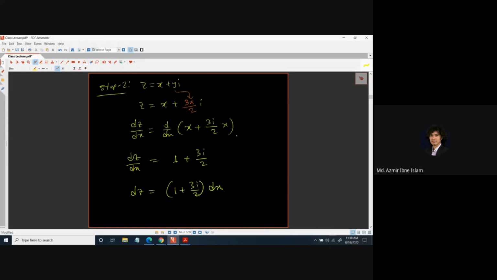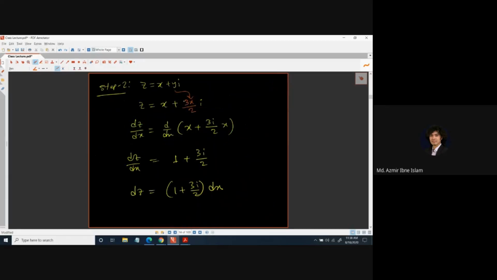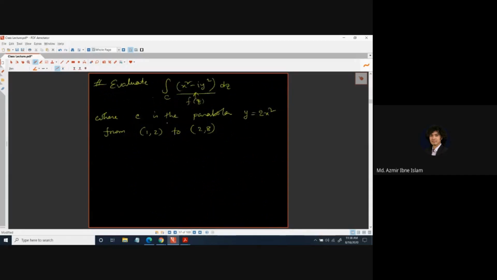The previous problem can also be in alternative form. Instead of 0, 0 to 2, 3, it may be where C is the straight line y equal to 3x by 2. If it is mentioned, then you don't need to show all the steps. Do you understand? So our problem may be in different alternative notations, but the solving technique is always the same. So instead of a straight line this time, we have a curve y equal to 2x squared. Let's try to evaluate this integral.